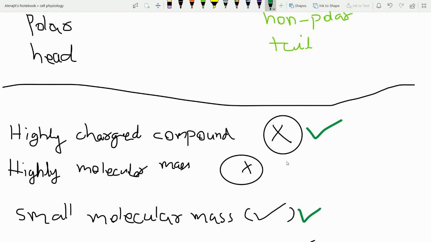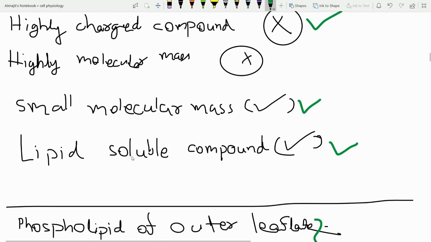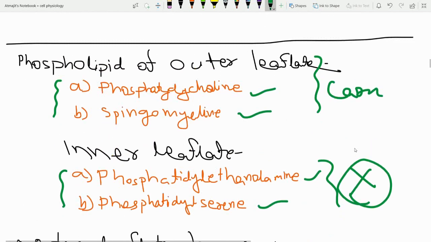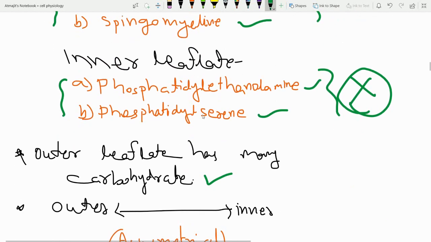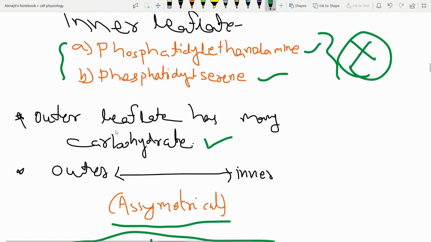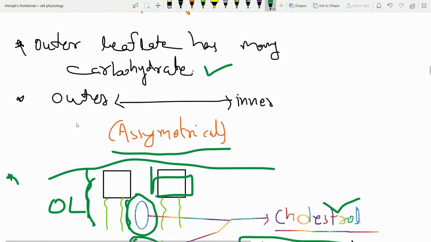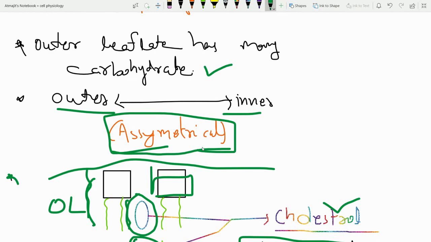Highly molecular mass cannot pass through the cell membrane. Small molecular mass can pass through the cell membrane. Lipid soluble compounds can pass through the cell membrane. Phospholipids of the outer leaflet are phosphatidylcholine and sphingomyelin, and inner leaflet phosphatidylethanolamine and phosphatidylserine. And the outer leaflet has many carbohydrates. Outer and inner leaflet are asymmetrical. This is important. Outer and inner leaflet are asymmetrical.